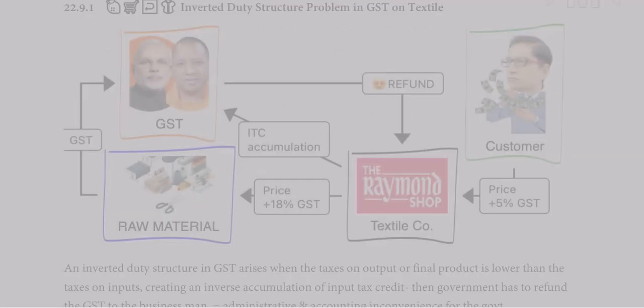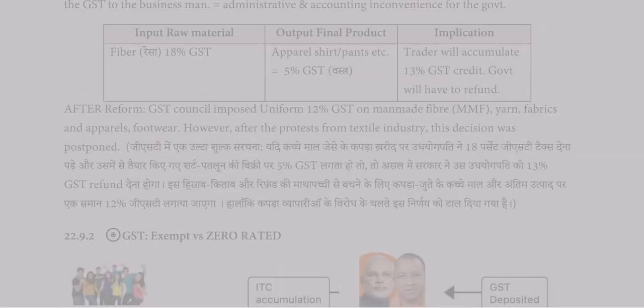2.9.1 Inverted duty structure problem in GST on textile. An inverted duty structure in GST arises when the tax on output or final product is lower than the tax on inputs, creating an inverse accumulation of input tax credit, and then the government has to refund the GST to the businessman. Equals administrative and accounting inconvenience for the government. Input raw material, fiber, 18% GST; output final product, apparel, shirt, pants etc., 5% GST. The trader will accumulate 13% GST credit. The government will have to refund.